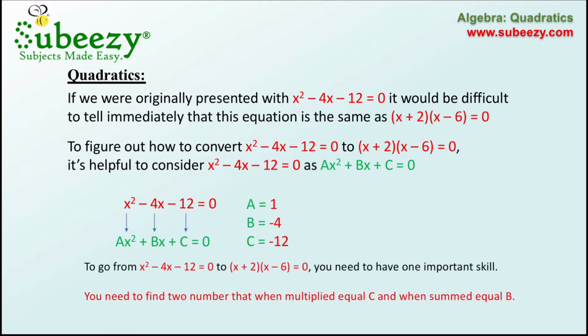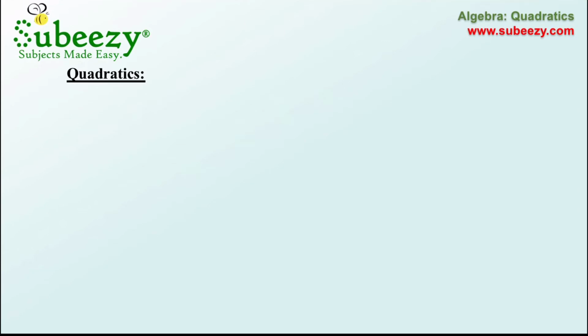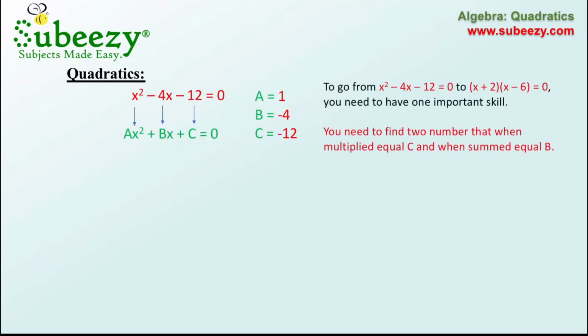To go from x squared minus 4x minus 12 is equal to 0 to the quantity x plus 2 times the quantity x minus 6 is equal to 0, you need to have one important skill. You need to find two numbers that when multiplied together equal c and when summed equal b. So now we're going to identify those two numbers for this problem. We said that c is negative 12 and b is negative 4.